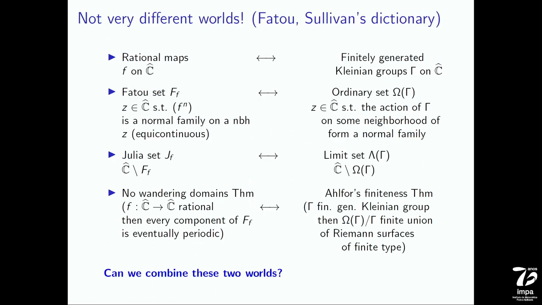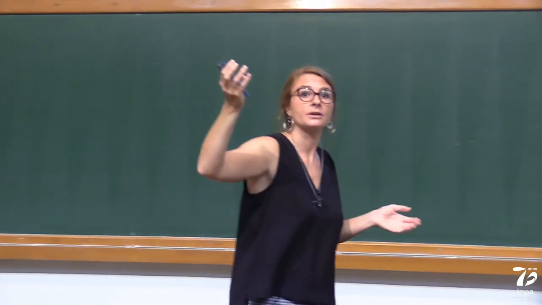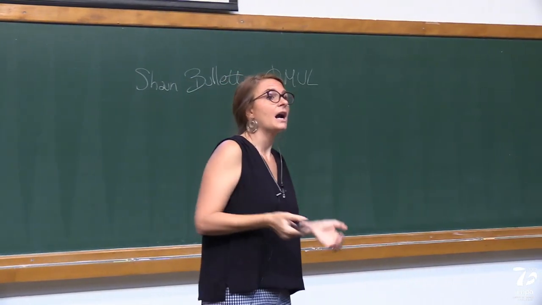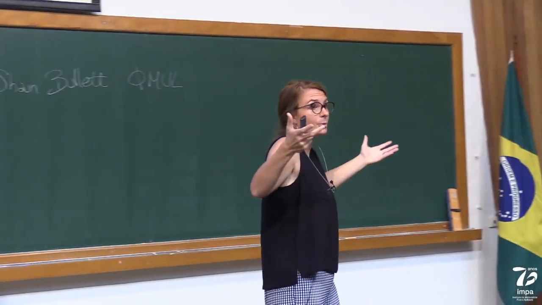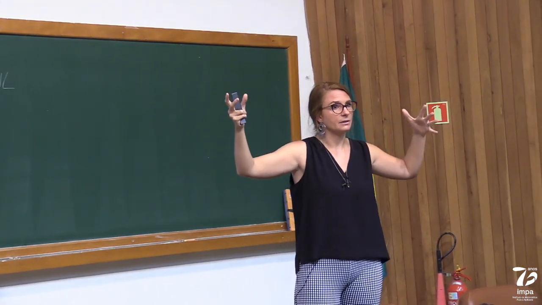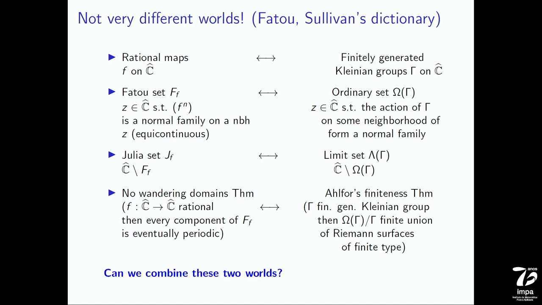So, as you probably have noticed, these two worlds, iteration of rational maps on the Riemann sphere and finitely generated Kleinian groups, are not that different. The action of both on the Riemann sphere gives a partition into completely invariant subsets. The set of normality, which in the case of rational maps is called the Fatou set, and in the case of Kleinian groups is called the ordinary set, and its chaotic complement, which in the case of rational maps is called the Julia set, and in the case of Kleinian groups is called the limit set.